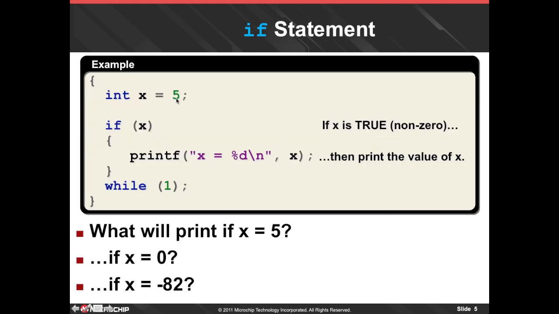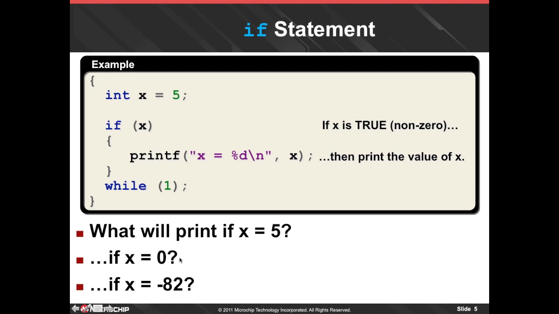x is assigned a value of 5, and we have here if x. Well, x is equal to 5, so is x a 0 value or a non-zero value? Well, it's a non-zero value, so therefore it's true. So we will print x is equal to 5. That's all this little string code means. So we'll say x equals 5 because it's true.